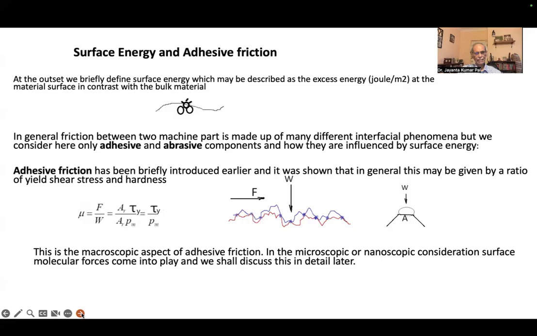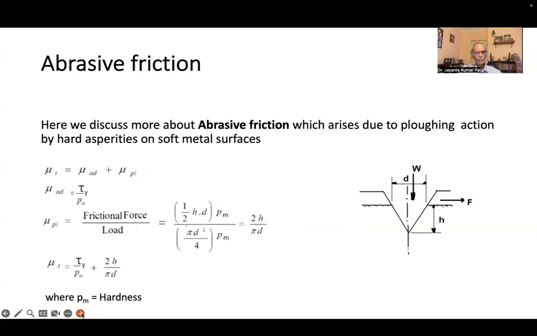This expression is fine as far as we are talking about the macroscopic aspect of adhesive friction. But if we consider the microscopic or nanoscopic scale, or even the atomic model, the surface molecular forces come into play, and we shall have to discuss this in a different light altogether. We will do this in later lectures. Now, since we have already discussed adhesive friction, let us have a brief look at abrasive friction.